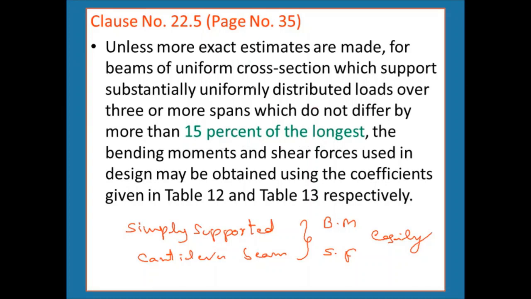But if you have a continuous beam, see this: unless more exact estimates are made, for beams of uniform cross section which support substantially uniformly distributed load over 3 or more spans, that means it is continuous in nature, which do not differ by more than 15% of the longest. Okay, so let us see that.